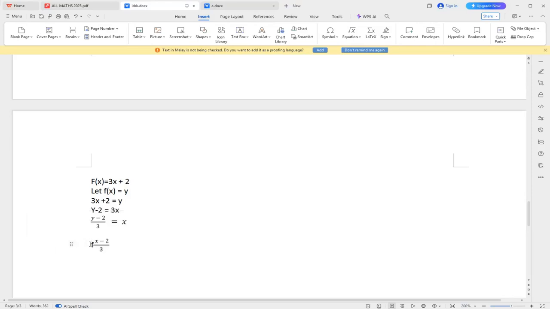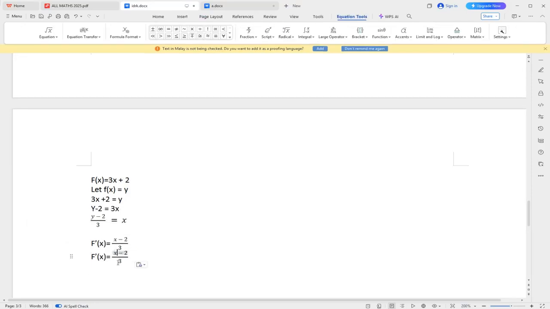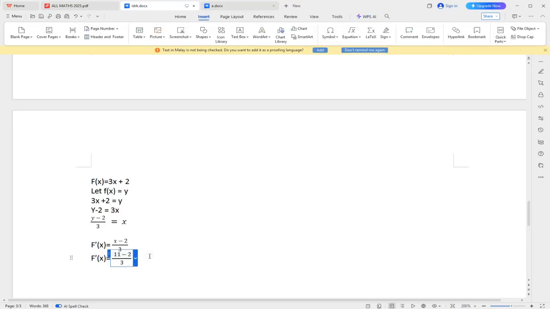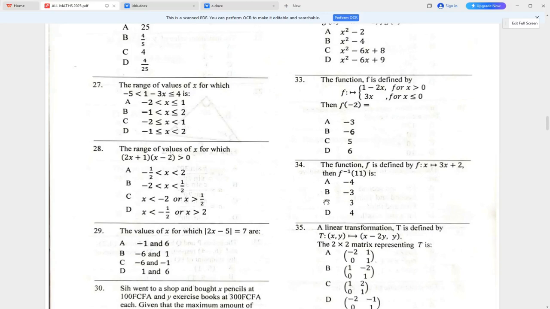Let's call this f inverse of x is equal to this. Now I was looking for f inverse of 11, so I substitute 11 where we find x. So this is going to be equal to 11 minus 2. We have 11 minus 2, which is equal to 9. 9 divided by 3 is equal to 3. And that's the value of f inverse of 11, 3, which is C.